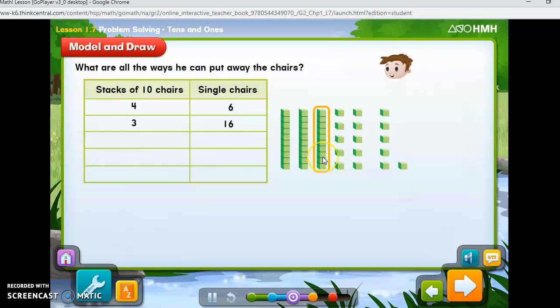Here's another way he can put away the chairs. You can trade a 10s block for 10 1s blocks again. Record this in the table. 2 stacks of 10 chairs and 26 single chairs.